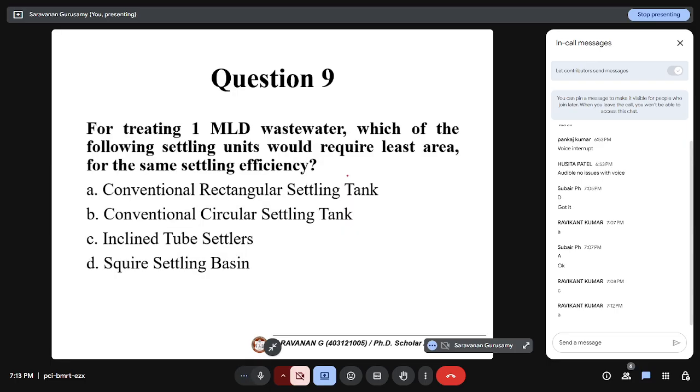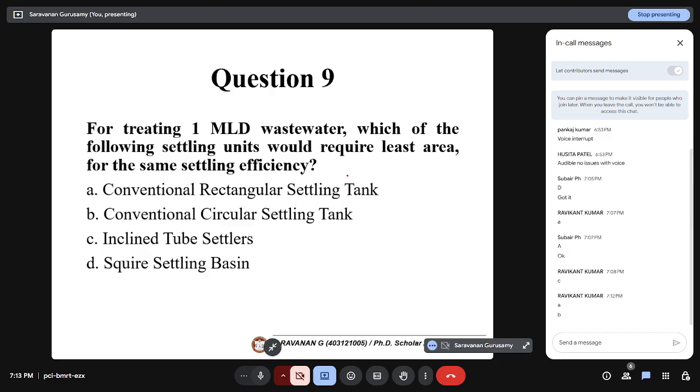Okay, ninth question. For 1 MLD wastewater treatment, which of the following settling units would require least area for the same settling efficiency? I am giving the same Q, but I am using a rectangular tank, circular tank, inclined tube settler, or square settling tank. Which has less area requirement? Tube settlers, right? Tube settlers will always reduce the area because it will be an upflow. Only inclined tube settlers, not circular.